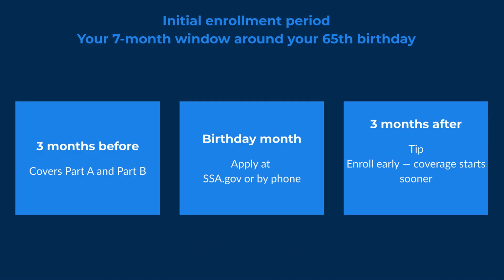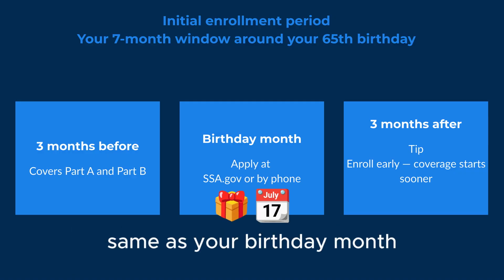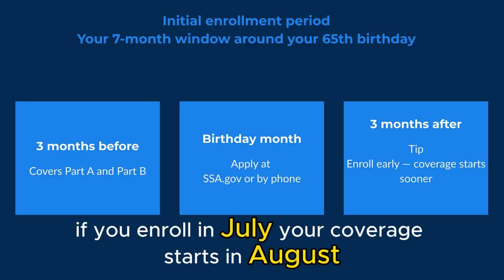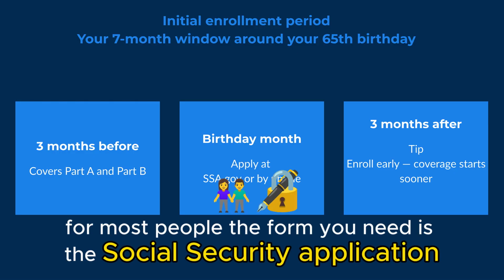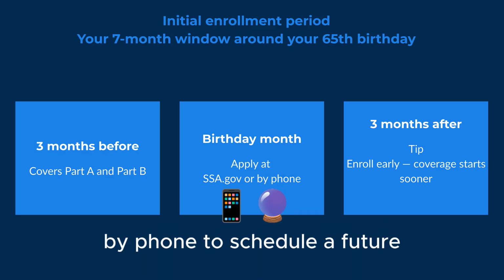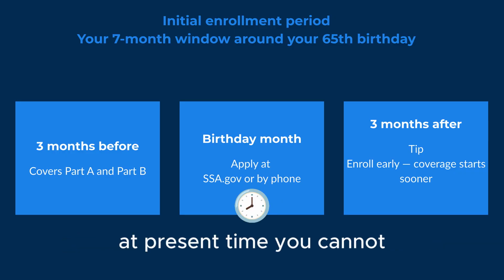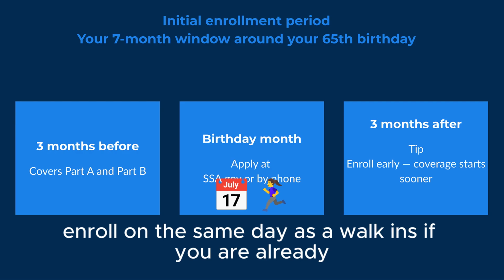For example, if you enroll in June, your coverage starts in June, same as your birthday month. If you enroll in July, your coverage starts in August. For most people, the form you need is the Social Security application. You can apply online at ssa.gov, or by phone to schedule a future phone interview or in-person interview. At present, you cannot enroll on the same day as a walk-in.